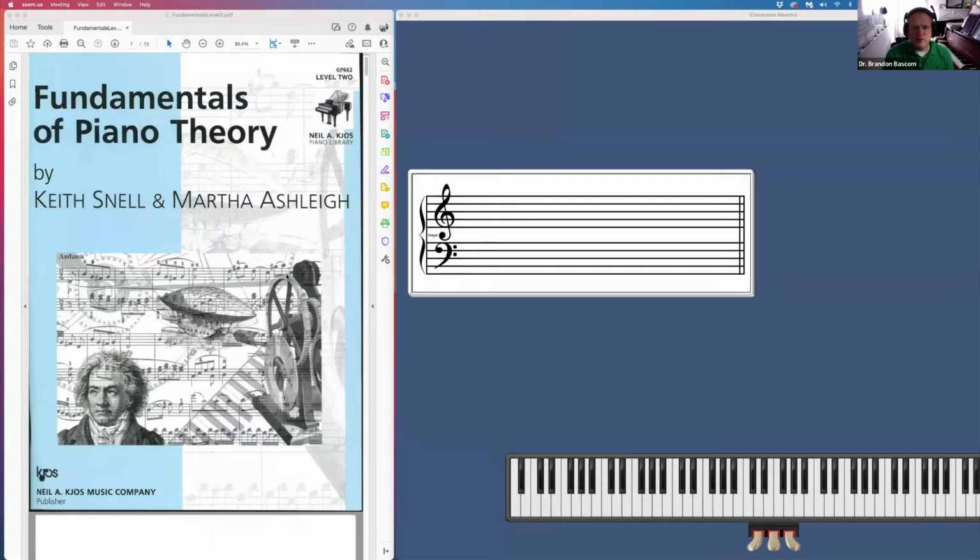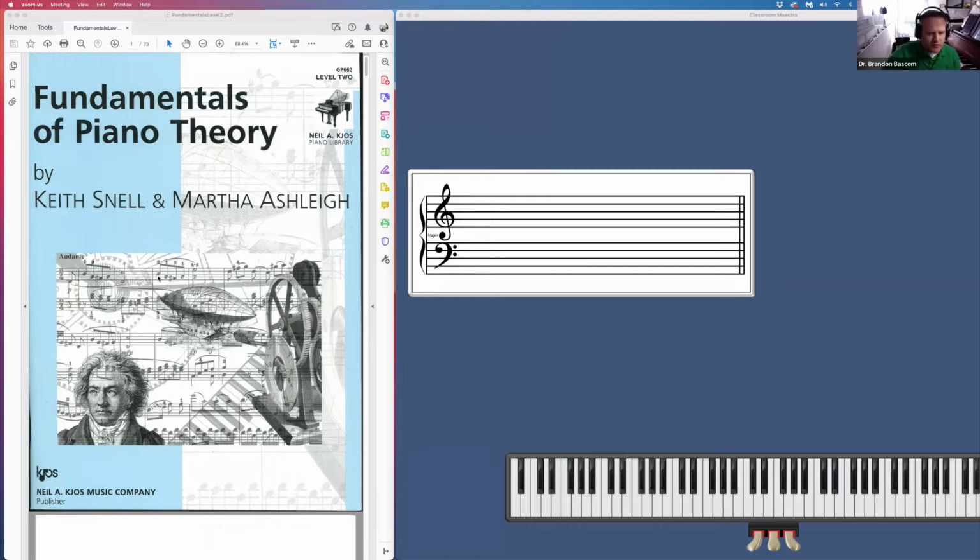Welcome to the Fundamentals of Piano Theory Level 2. This video is going to go over several units. My videos will be less frequent and less in depth as you now have an understanding of a lot of the basic concepts that we are just going to expand on ever so slightly. So let's hop in and take a look.